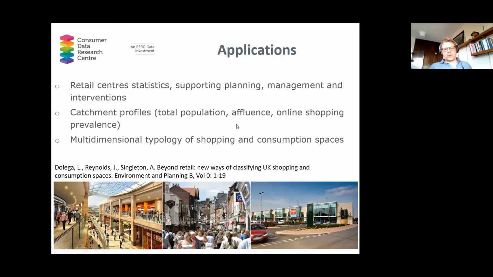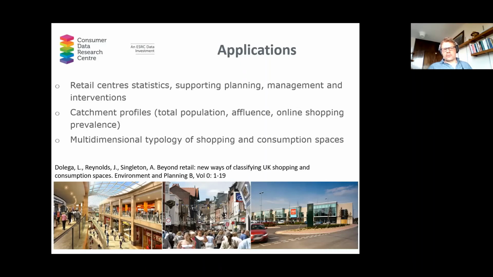Now, let's have a quick look at different applications of that. Having those two research questions answered, where retail centers are and who's shopping them, gives you, if you're a retailer or town center planner or town center manager, very useful information, in fact. There are a number of retail consultancies, even government, who like to collect retail center statistics and compare them across space and time.